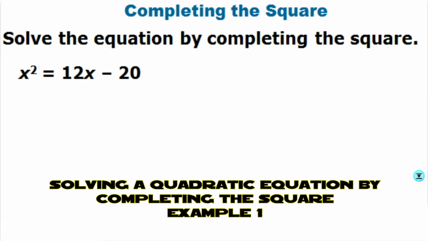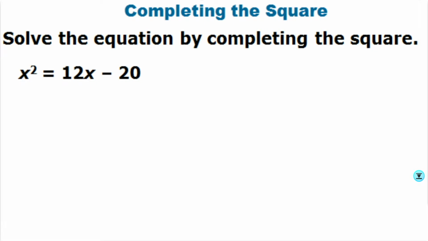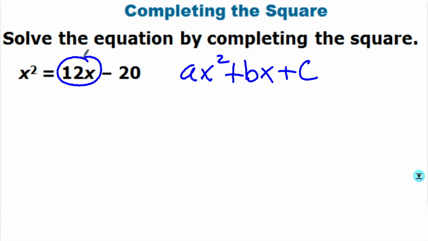Now we want to use this process of completing the square to solve a quadratic equation. But remember again, we need to be in standard form or somewhat standard form. Standard form, recall, is ax squared plus bx plus c. So we're going to take this equation that we have and we're going to take our 12x and we want to get it to the other side of the equation. So to do that, I subtract 12x from both sides.